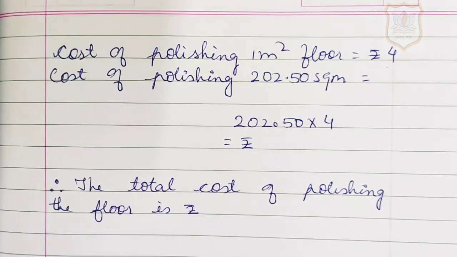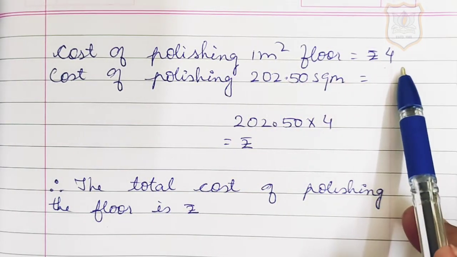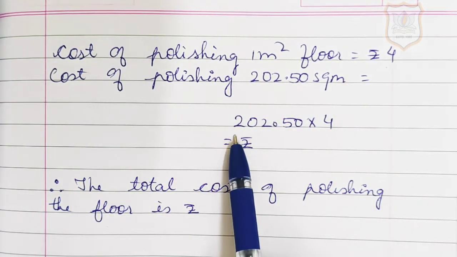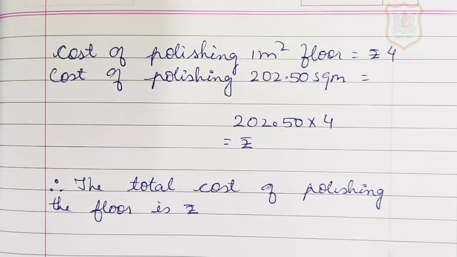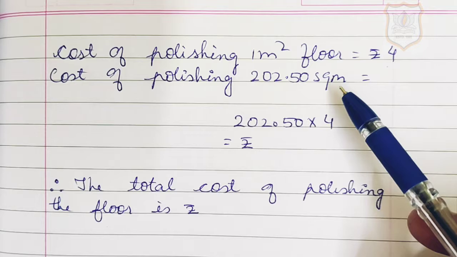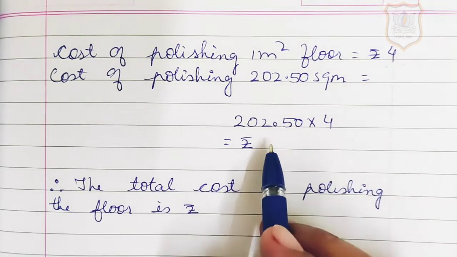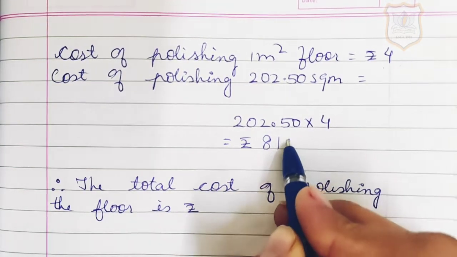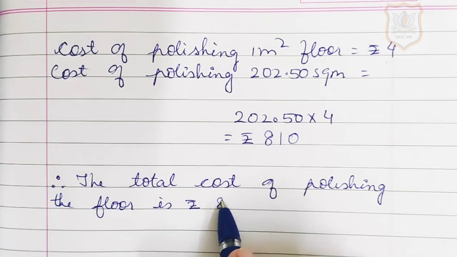Now after getting the area of floor, we will find out the cost of polishing the floor. So cost of polishing 1 meter square floor is rupees 4. It is given in the question. Now cost of polishing 202.50 square meter will be 202.50 multiplied by 4. Cost of polishing of floor find out करने के लिए 202.50 को 4 से multiply करेंगे. So by multiplying 202.50 by 4, we will get rupees 810. Therefore, the total cost of polishing the floor is rupees 810.